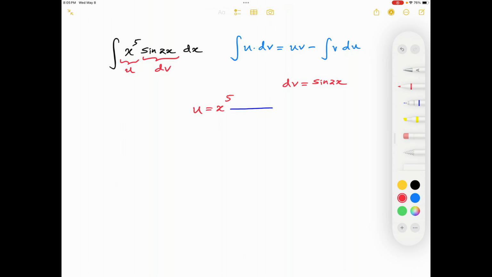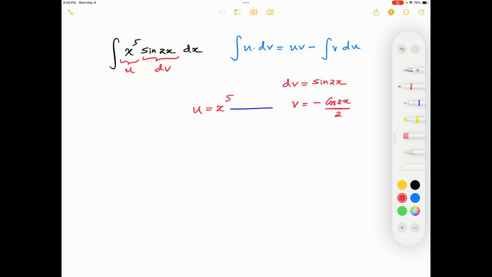If you pay attention to the integration by parts formula, the very first term is u times v. We already have u, and what I need now is v. dv is equal to sine 2x. That means v should be equal to the integral of sine 2x, which is negative cosine 2x divided by 2. Alright, that's the initial step.